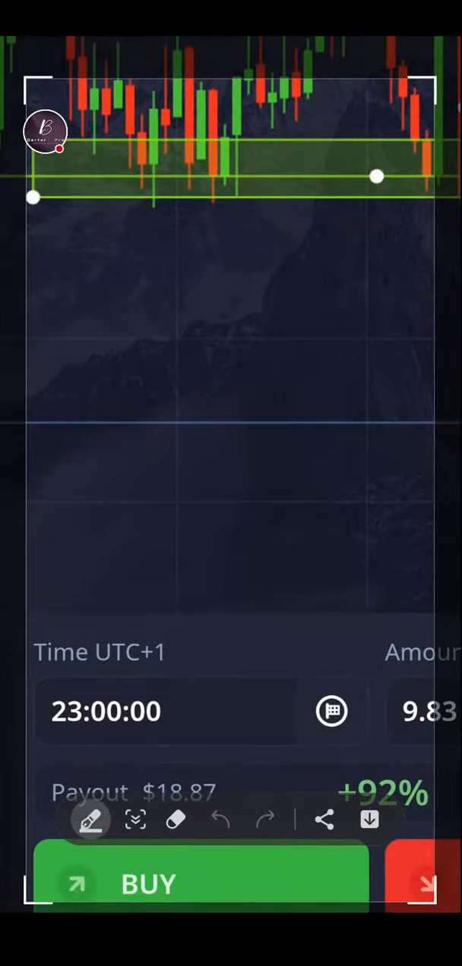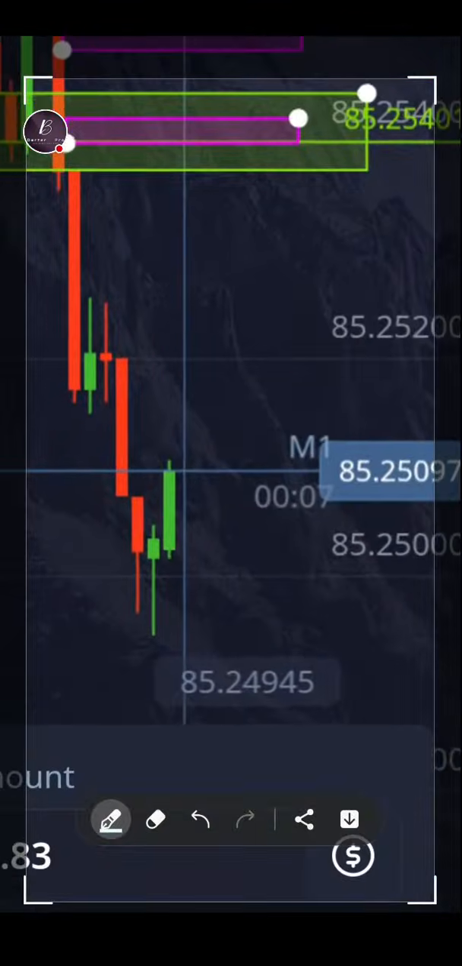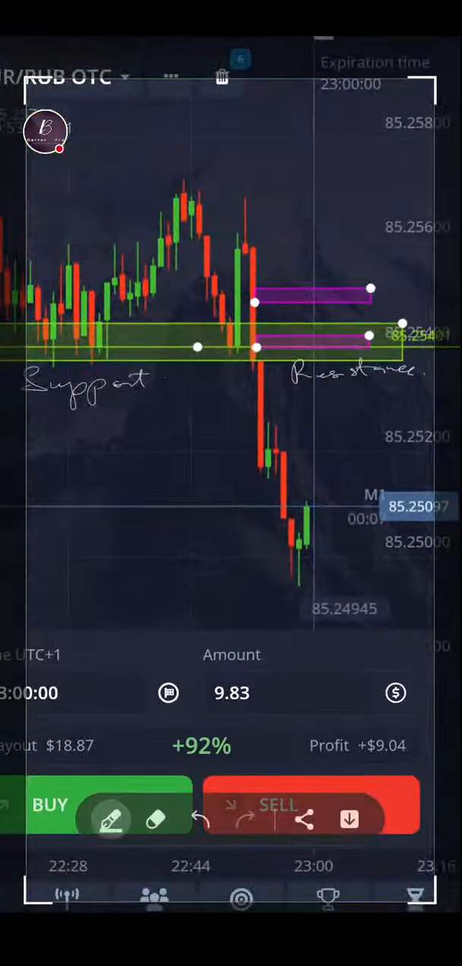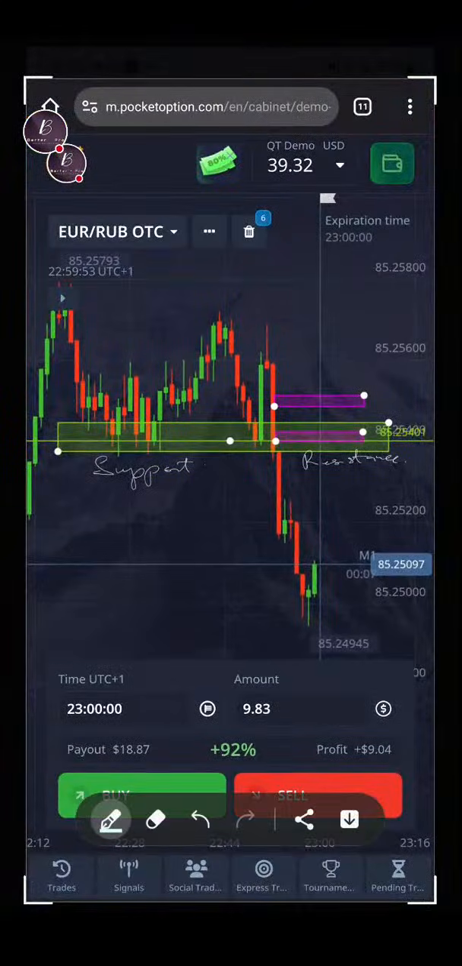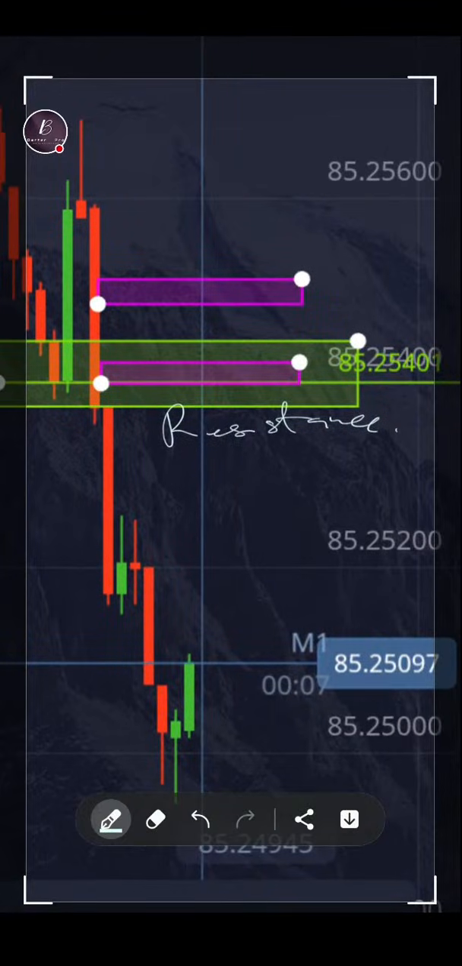You understand? Now look at this. This supports. This is the area of support. If you move back like this, it has become resistance. So anytime price breaks a support, automatically it becomes a resistance. You can see.